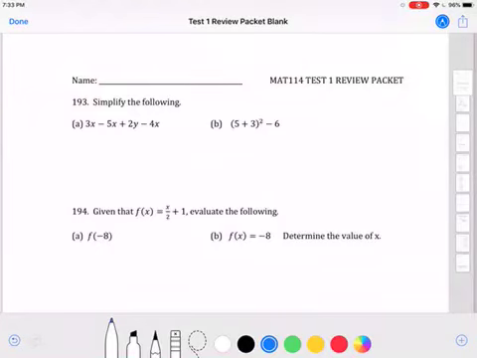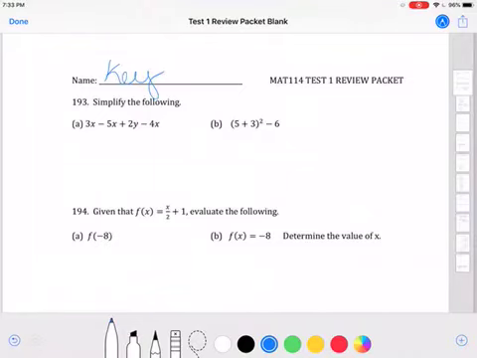Alright, so this video is going to go over every question in your review packet for Test 1. Just a reminder that Test 1 is on weeks 1 through 5 of material from your workbooks, but your best study tool is this review packet. So let's get started with the first question, 193.